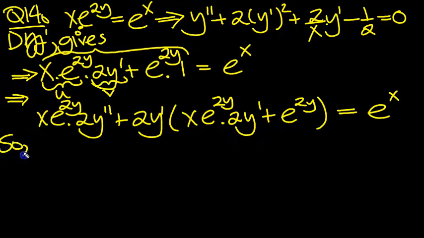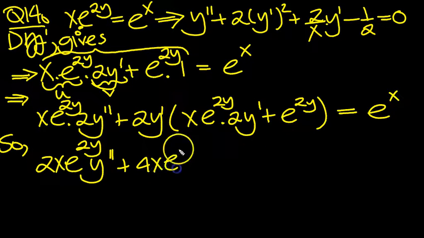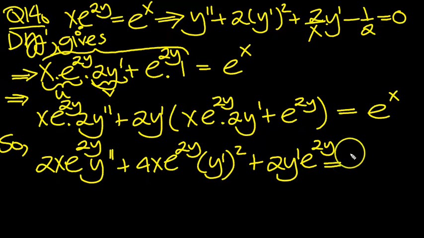So what have we got then? We've got 2x e to the 2y times y double dashed, and then we've got 2y and 2y, so that's plus 4x e to the 2y, yeah, times y dash squared plus 2y dashed times e to the 2y is equal to e to the x, which is x e to the 2y.